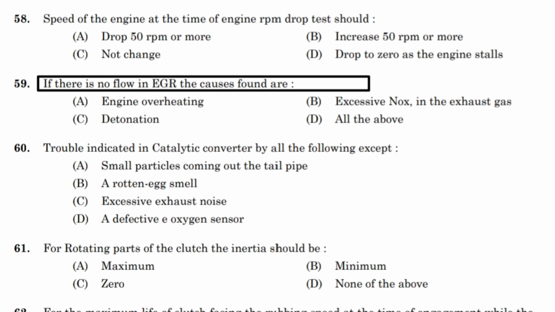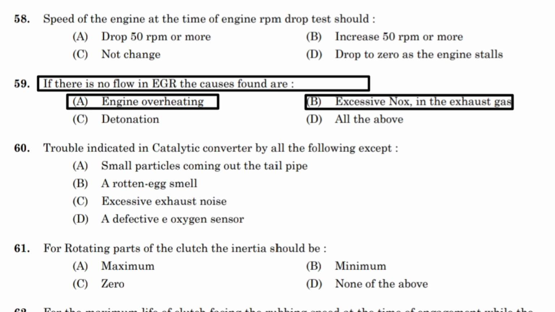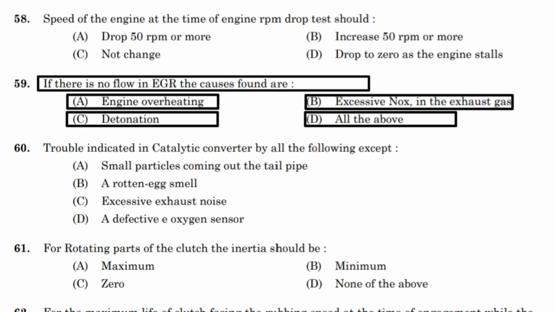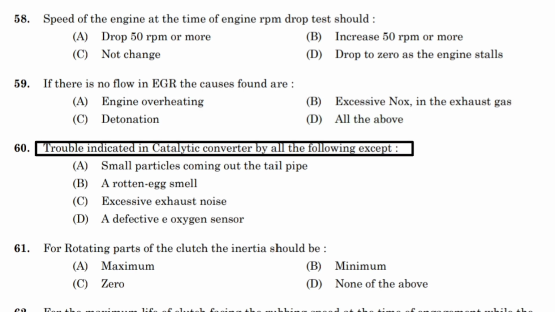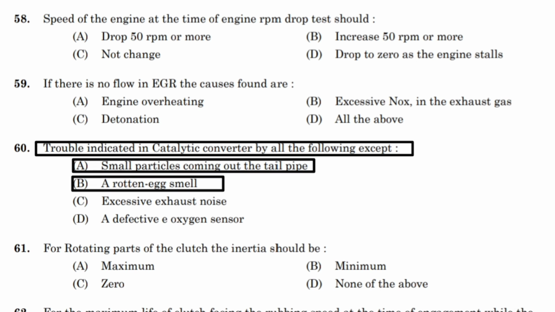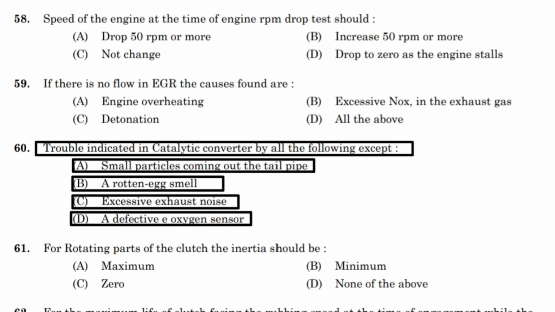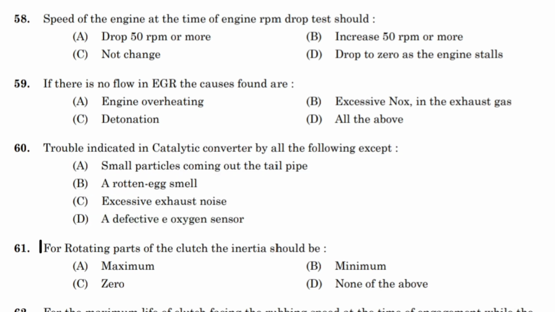59. If there is no flow in EGR, the causes found are A. engine overheating, B. excessive NOx in the exhaust gas, C. detonation, D. all the above. Answer D. All the above. 60. Trouble indicated in catalytic converter by all the following except A. small particles coming out the tailpipe, B. a rotten egg smell, C. excessive exhaust noise, D. a defective oxygen sensor. Answer D. A defective oxygen sensor.